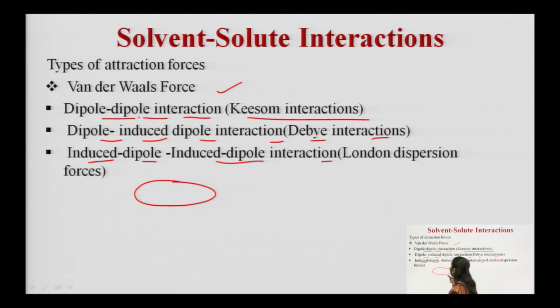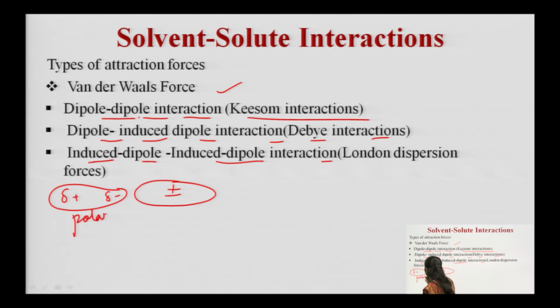Basically, these van der Waals forces and dipoles act when the atoms are linked together by a covalent bond. Covalent bonded molecules can be divided into two categories: one which has dipoles and one which does not have dipoles. The ones which have dipoles are called polar molecules, and the ones which do not have dipoles are called non-polar molecules.